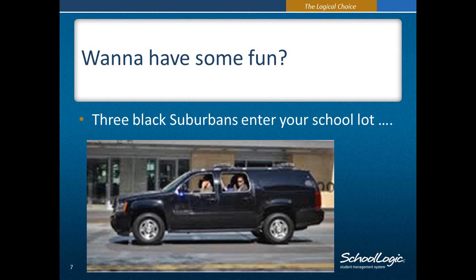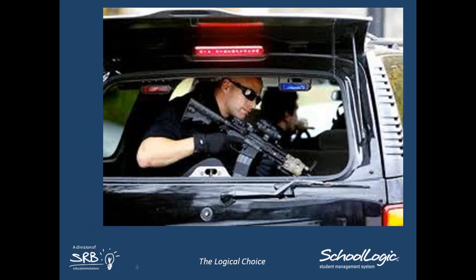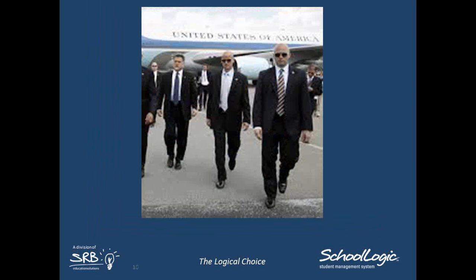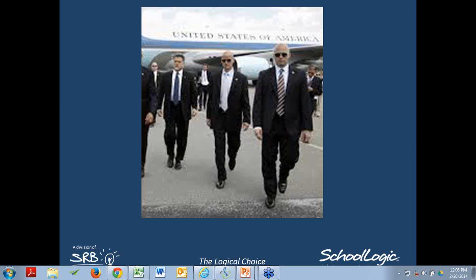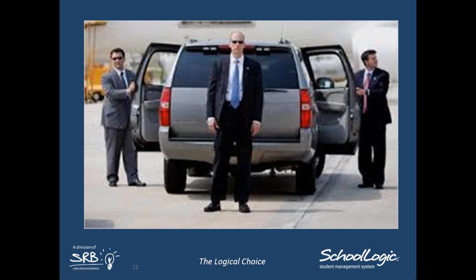Hey, you want to have some fun? Tell you what, three black Suburbans enter your school parking lot. No, really, seriously. They're probably not firing at you, but they are definitely heavily armed. Two guys jump out of each truck, suits, ties, sunglasses, wrist radios, earpieces, the whole bit. They marshal around your desk. The President of the United States makes an appearance at your school, in your district at least. The President has been bitten by a snake.